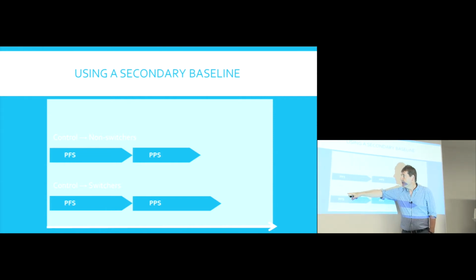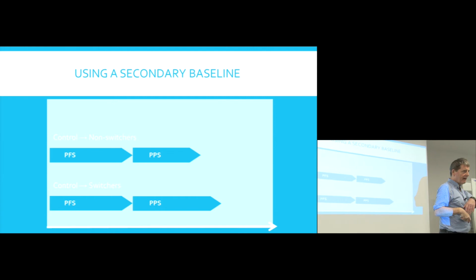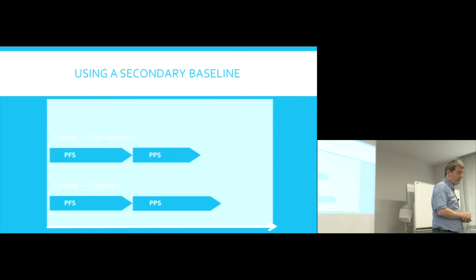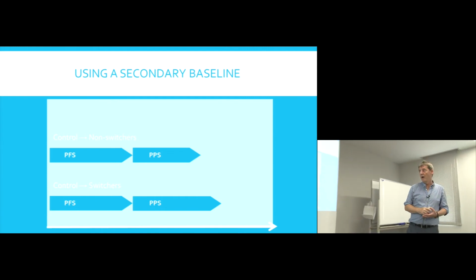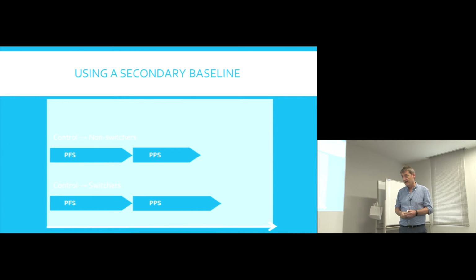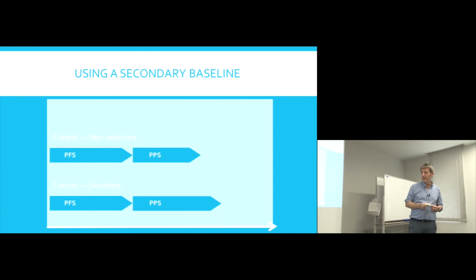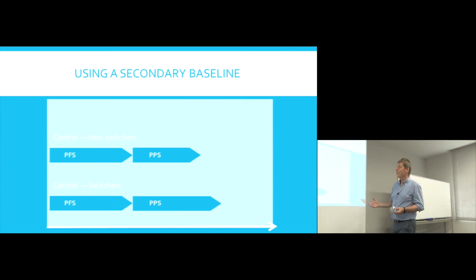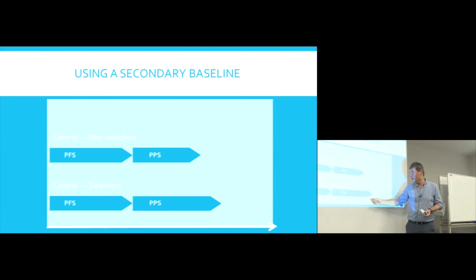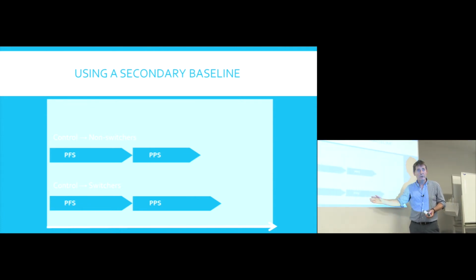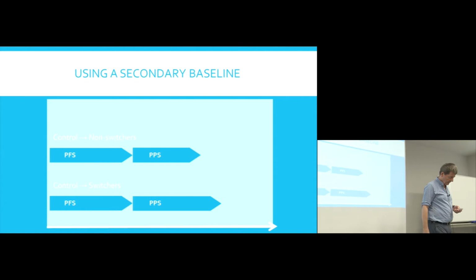The next group here are the control switchers, and we assume there's no reason to believe they'd have different progression-free survival, but once they progress, this group switch to the other treatment, and we anticipate, as a consequence, they have longer post-progression survival.